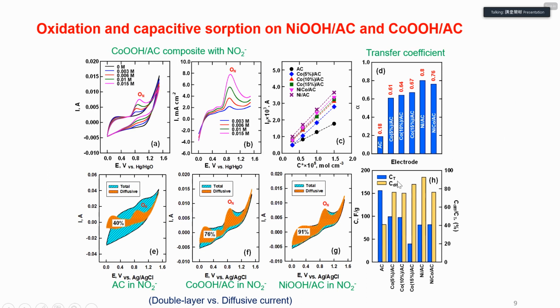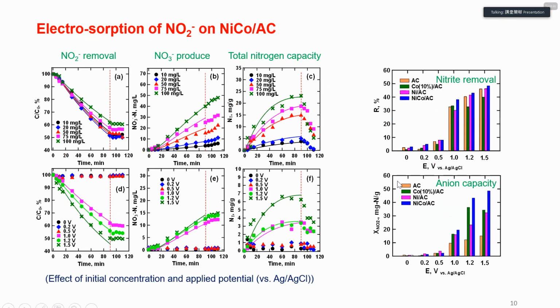All right, this is a simple batch experiment to show you the nitrite removal under constant potential, and of course nitrate will be released, but we can calculate the total removal by measuring the concentration of nitrite and nitrate in the solution. So the capacity will be influenced by the initial concentration as well as the applied potential. So here we just summarize the performance of this material.